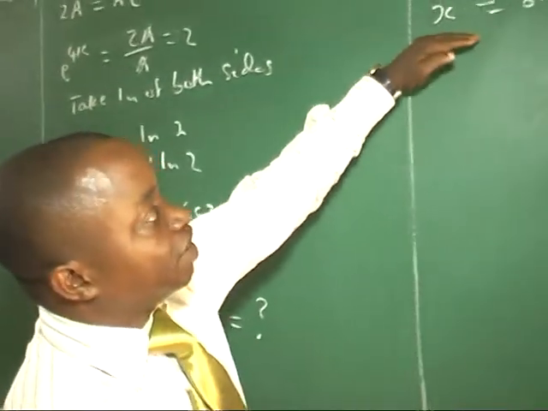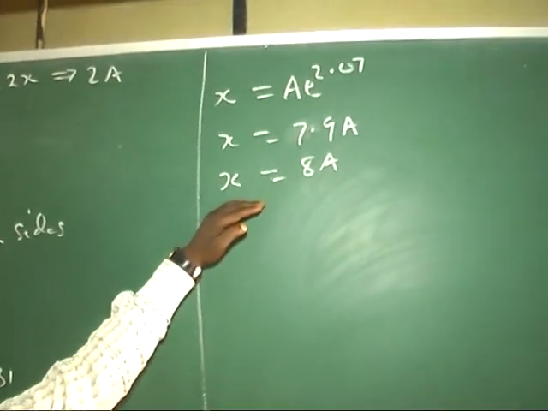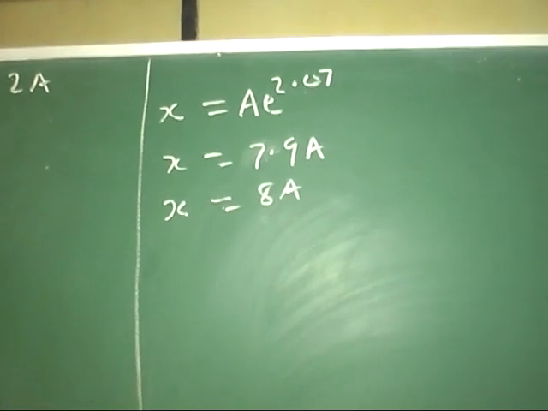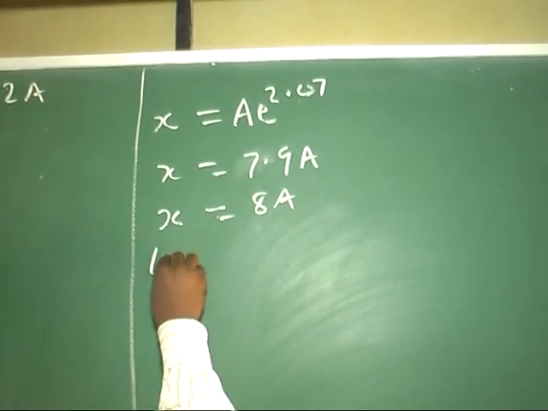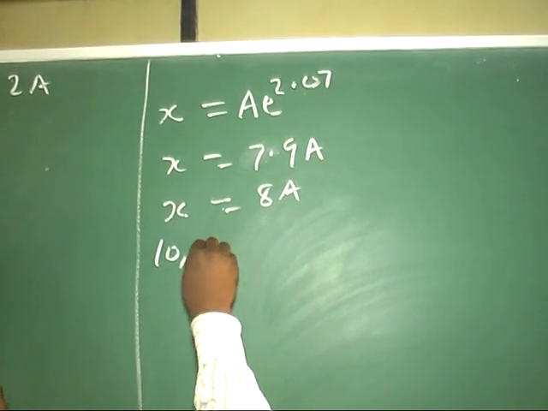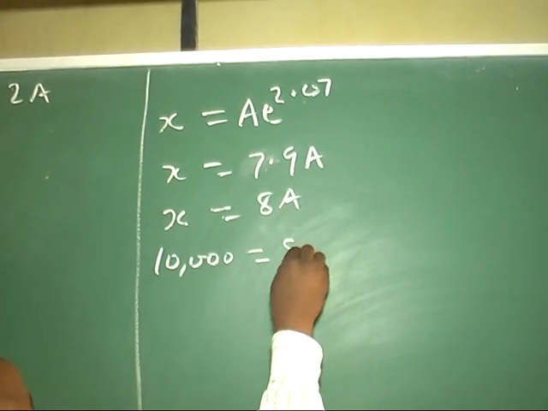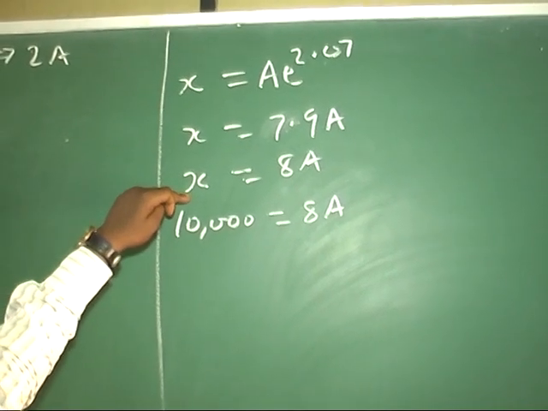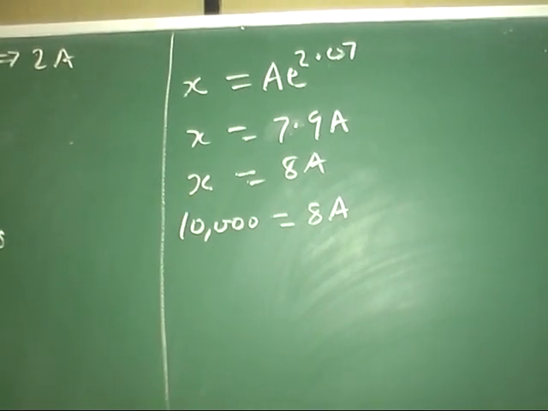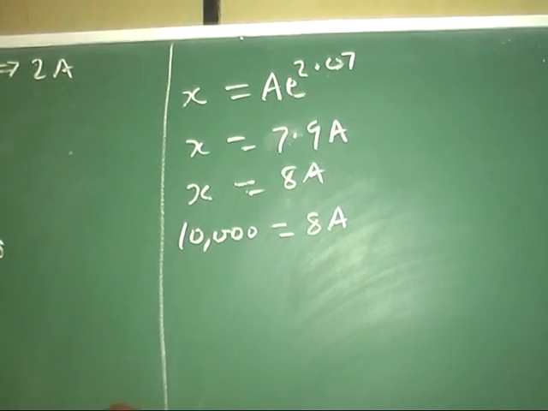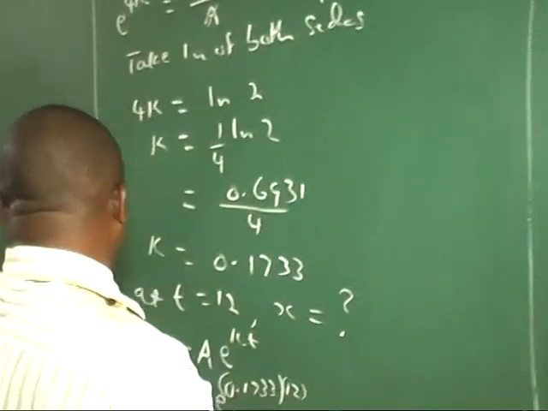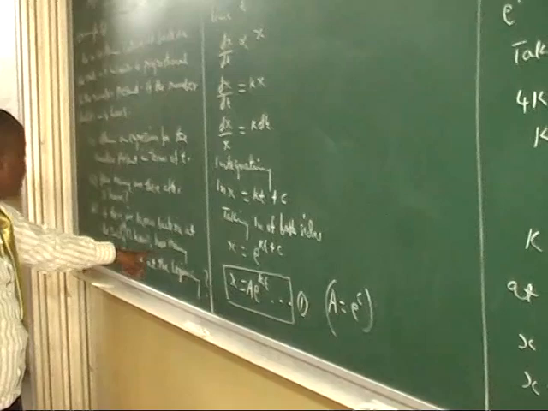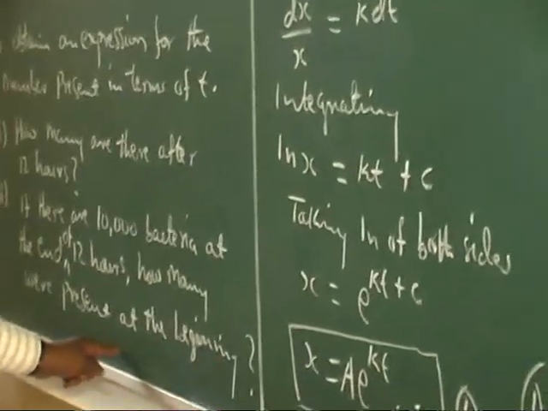So this is the end of the 12 hours. If there are 10,000 bacteria, we will have 10,000 equal 8A. That's what it means. There are 10,000 at the end. Then the question is, what is the initial? Look at how many were present at the beginning.